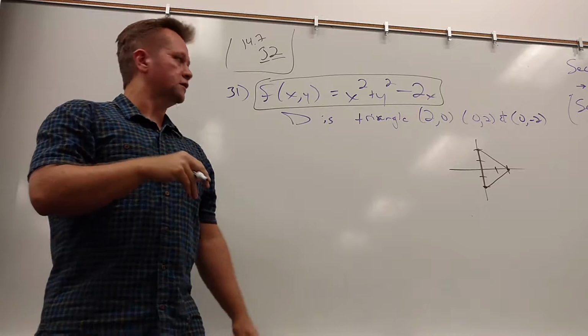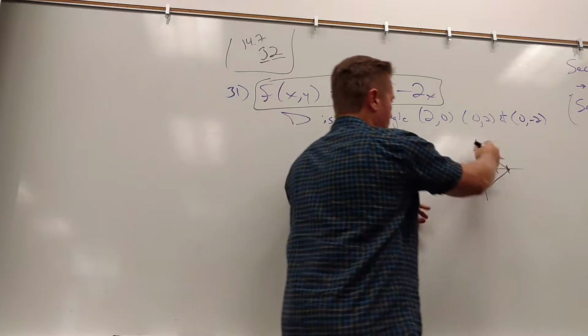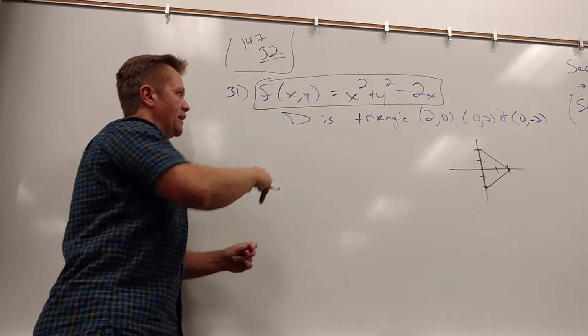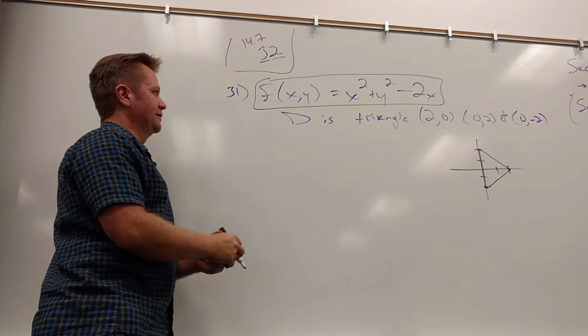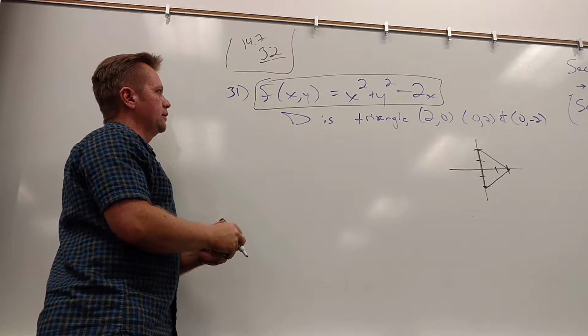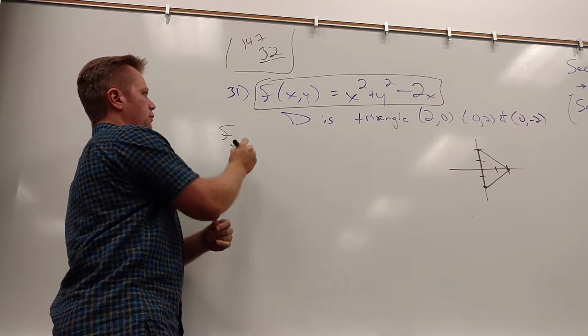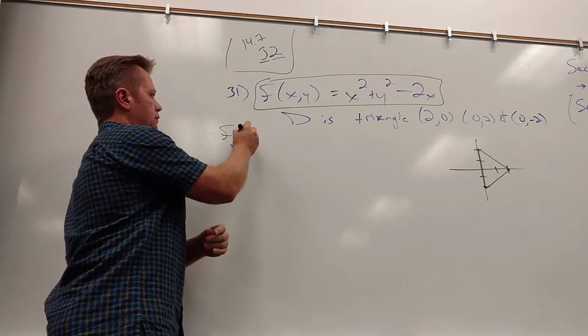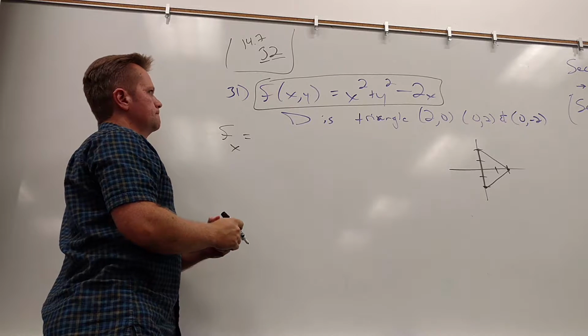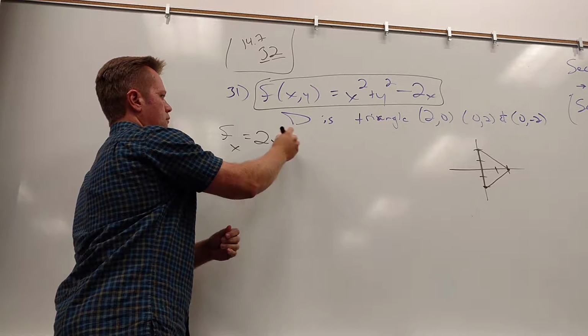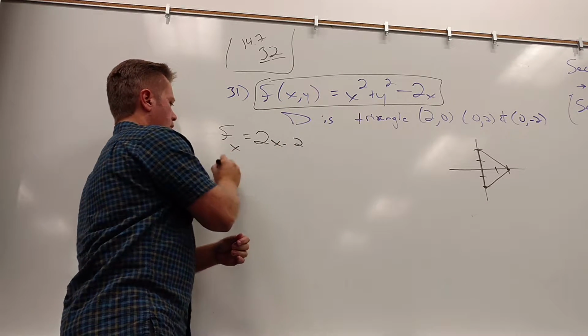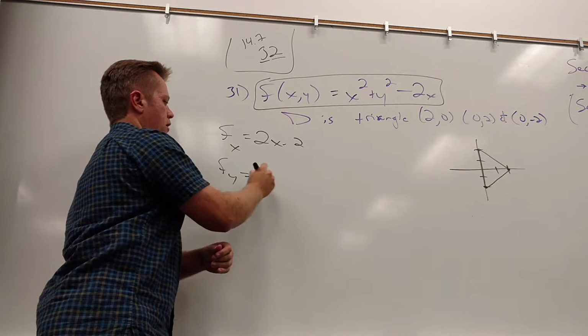Oh, I'm ahead of myself. It would be the area over which I'm integrating, but we're just finding maxes and mins. I'm thinking about what we're going to be doing later. So what do we have to do? This is old news to me. We have to do fx, which is 2x minus 2, and fy, which is 2y. You've got to love that.